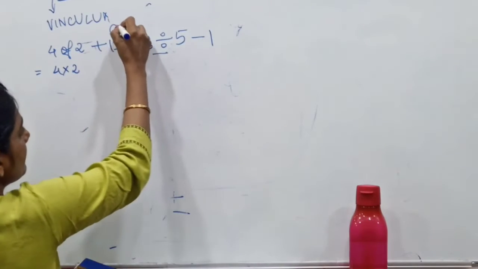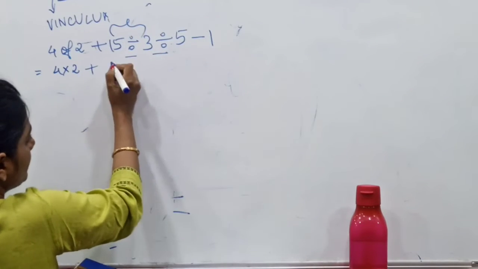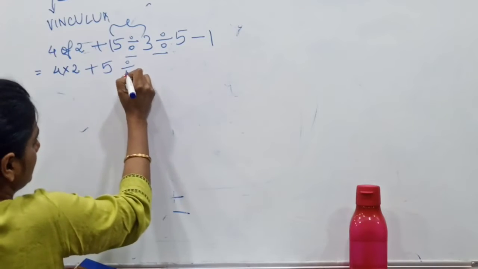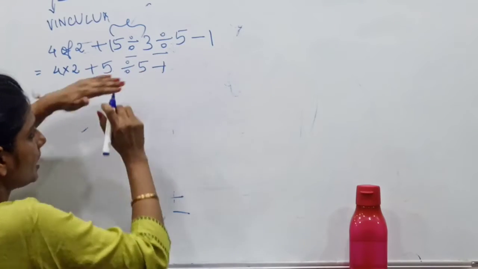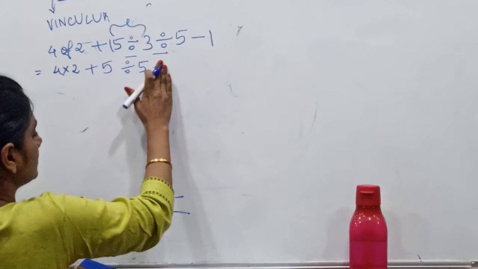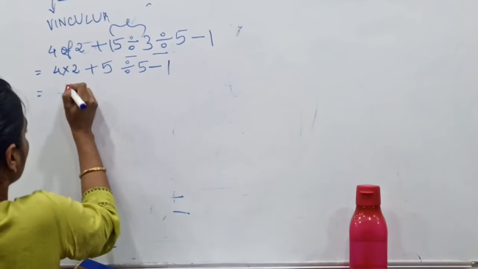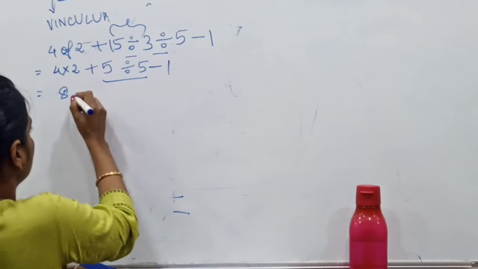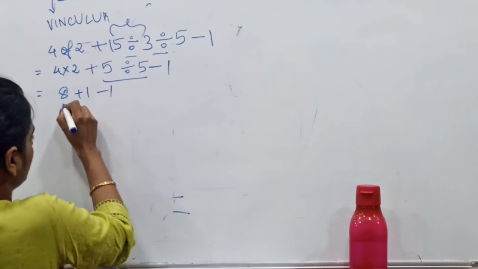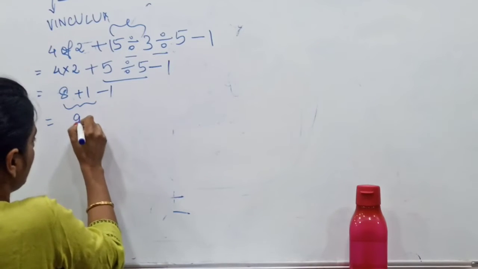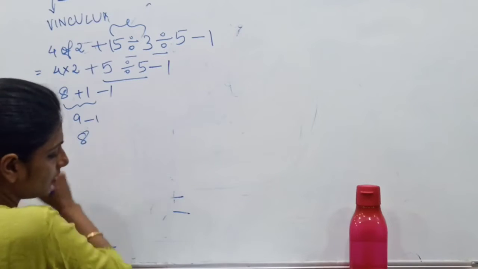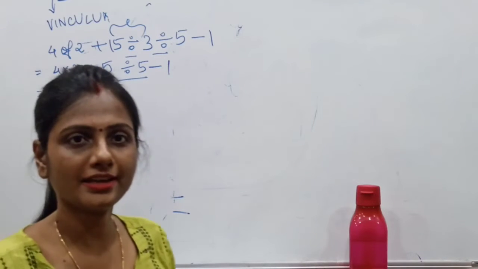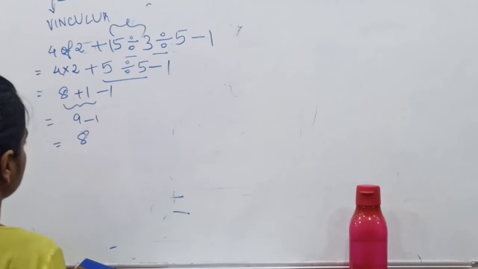On the left hand side is 15 divided by 3, which is 5, and we will keep the other part as it is. Now 4 of 2 is 8, 5 divided by 5 will be 1, then minus 1. After that addition: 8 plus 1 minus 1... 9 minus 1 is equal to 8. Is it clear? So let me take one more example.